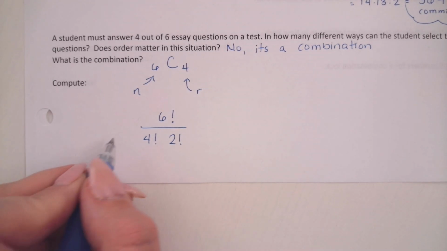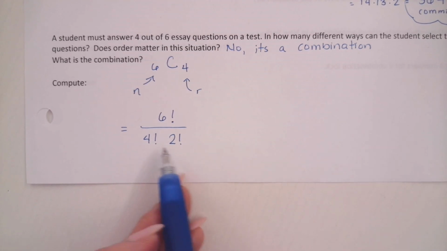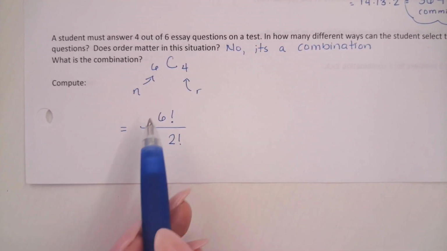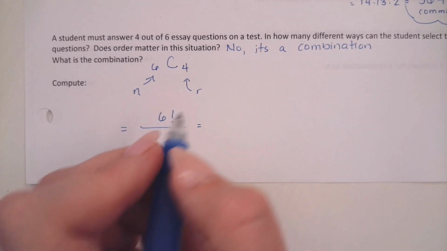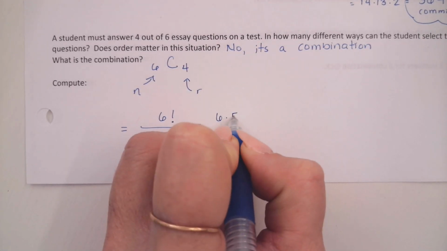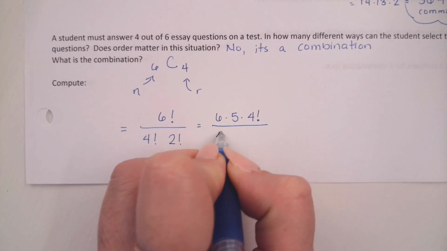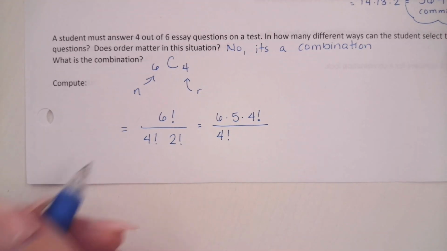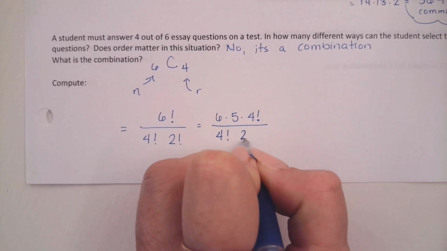So when we're doing our expanding, remember, we want to expand enough of the 6 factorial to cancel the larger of the 2 on the bottom. So we want to expand the 6 factorial just enough to get to what? 4 factorial. So we'll have 6 times 5 times 4 factorial, because then I can cancel with the 4 factorial on the bottom. And then 2 factorial is just 2 times 1, which is just 2 technically.